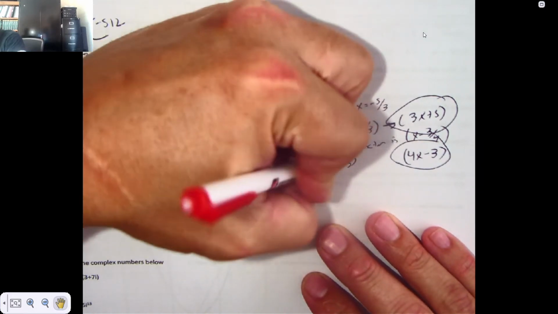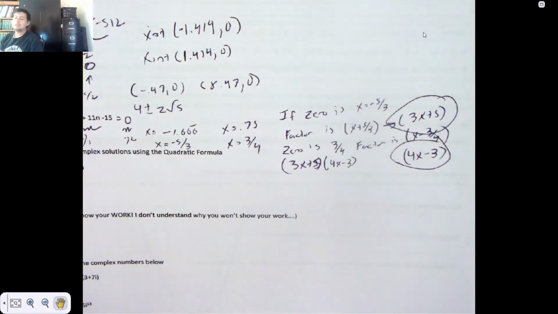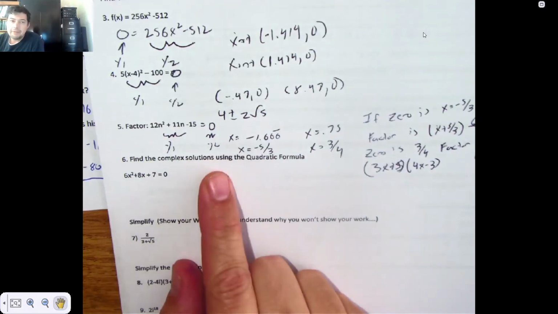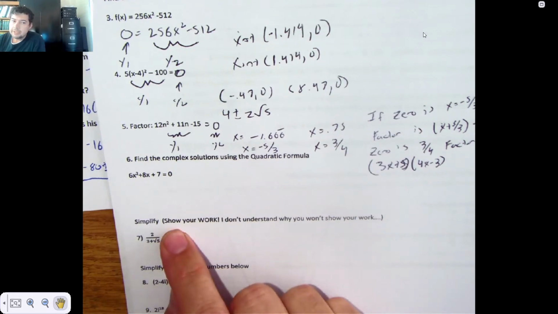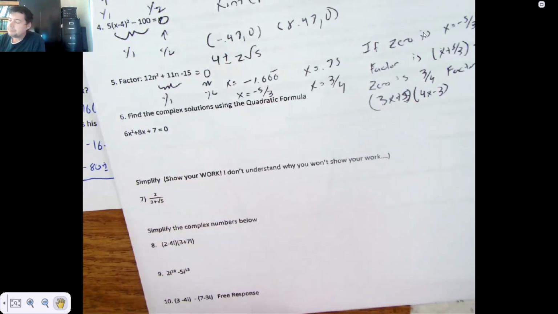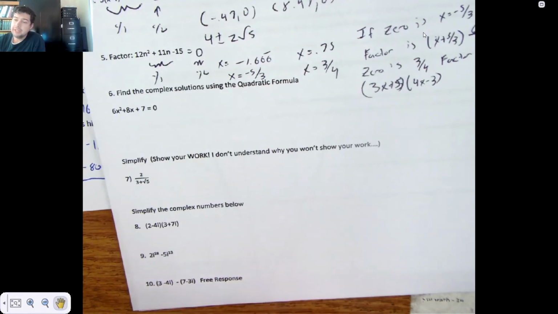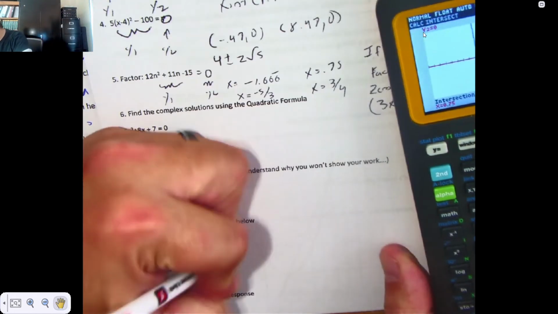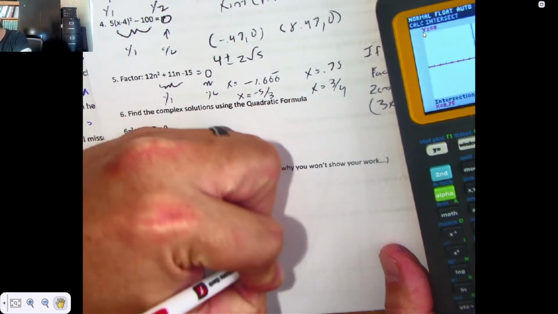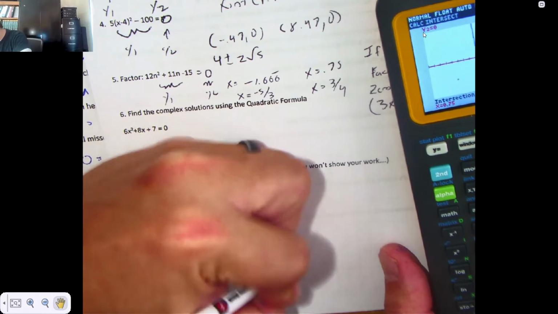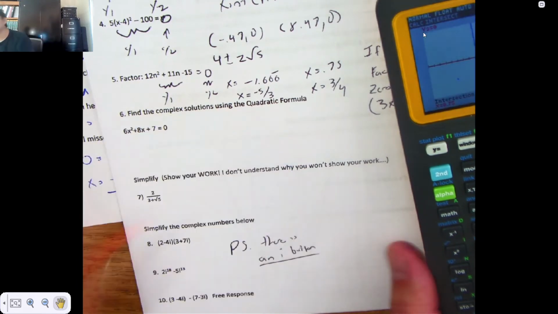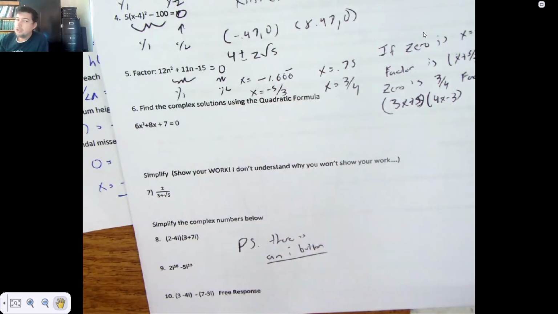Or you can even FOIL it here and check yourself, but that's how it works. A graph cannot find imaginary solutions. Your calculator cannot simplify that. It can actually do the majority of the I buttons. There is an I button. I'm just going to write that. P.S. There is an I button. It does exist. Try using it.